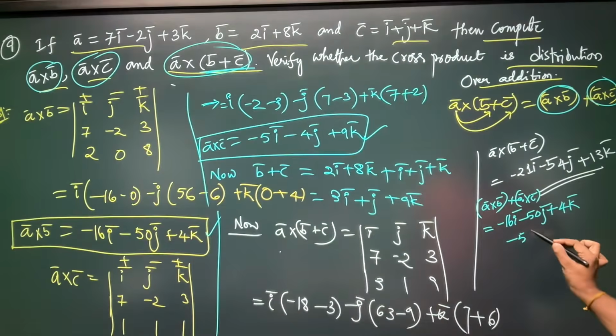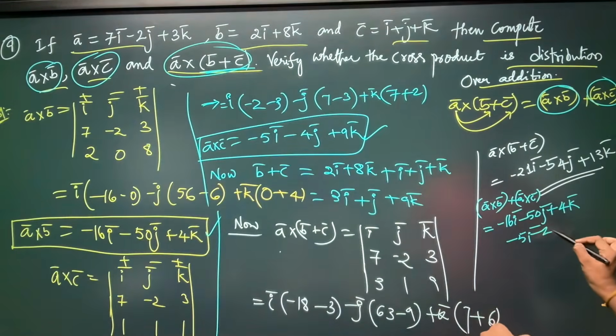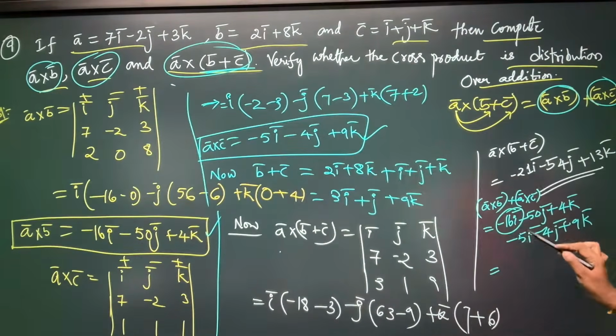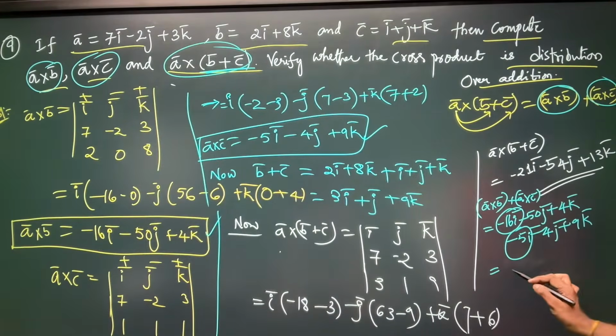So minus 5 I bar minus 4 J bar plus 9 K bar. Just add these two values. Minus 16 I bar minus 5 I bar, what is the value here? Minus 15 minus 5 is minus 21 I bar. Next, minus 50 minus 4 is minus 54 J bar. Next, 4 plus 9 is 13 K bar.